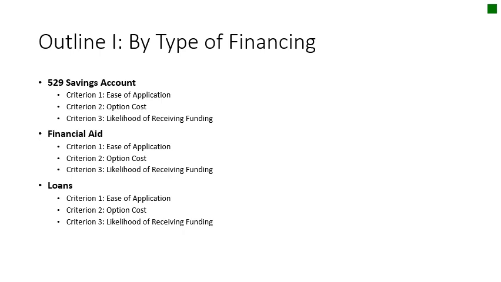You may do one paragraph one way, one paragraph another. That's fine. So broadly, I'm going to take my 529 savings account and compare it by all of these criteria. I'm going to take financial aid and compare it by the same criteria, loans by the same criteria. Does that make sense? We want to keep everything the same.